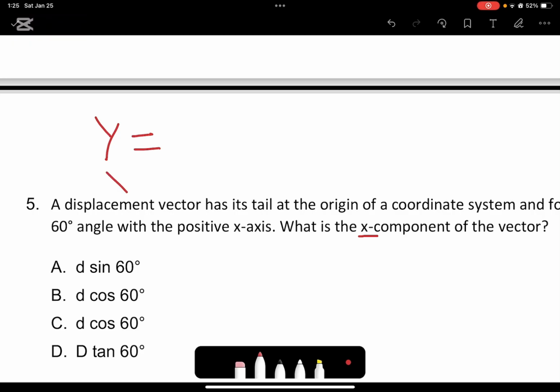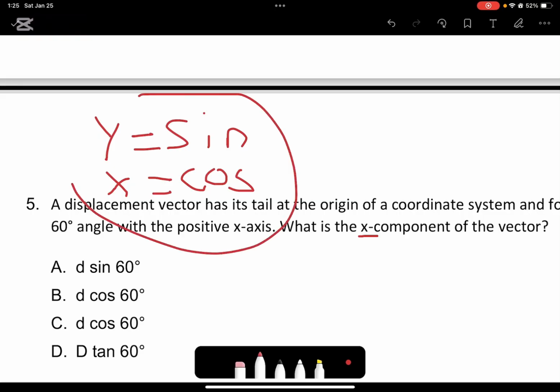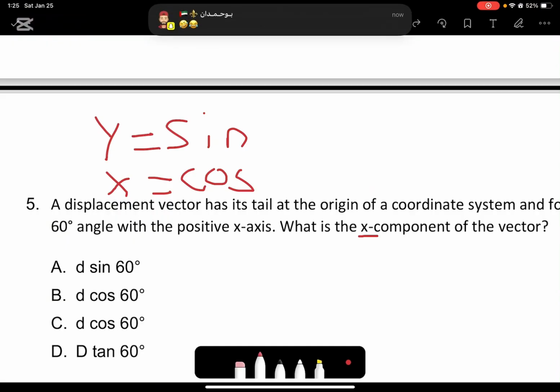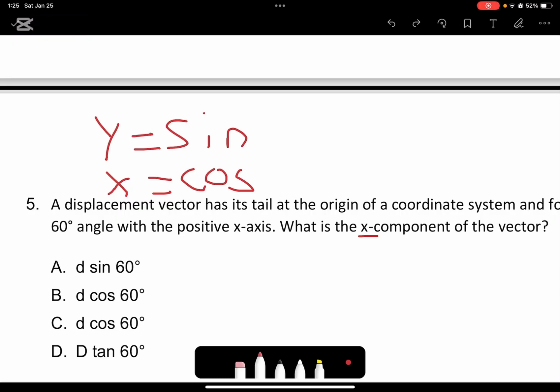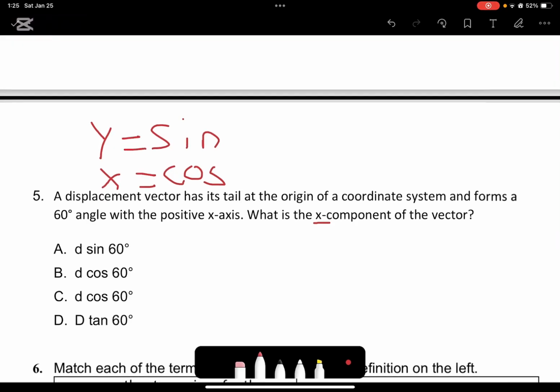Yeah, x is cosine, and y is sine. You have to remember this. It's gonna be very important because we have the final exam in 2 days. So yeah, y is sine and x is cos. And if you want to know what tangent is, it's basically not real, it doesn't exist. So yeah, what is the x component of the vector?